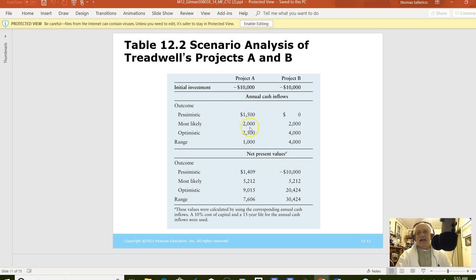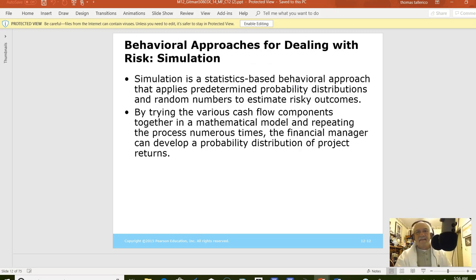All right, and here are the cash flows for both. And here are the net present values as they're calculated for both, all right? You should be able to get these net present values based on these cash flows. They tell you 10% cost of capital, 15-year life for the annual cash flows. So if you have any trouble, you should try doing this calculation. And if you have problems, just let me know, okay? Always let me know.